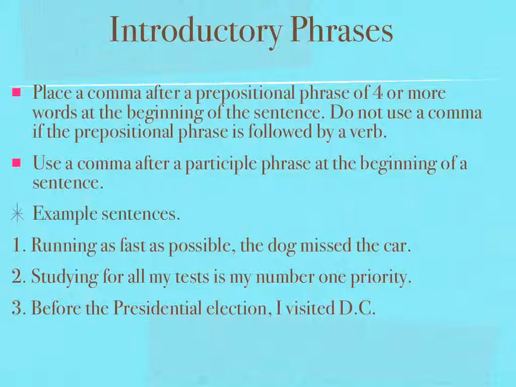2. Studying for all my tests is my number 1 priority. Notice this sentence does not have a comma because the ing phrase, studying for all my tests, is followed by a verb, is. Number 3. Before the presidential election, comma, I visited D.C.